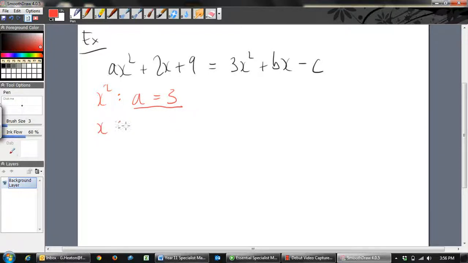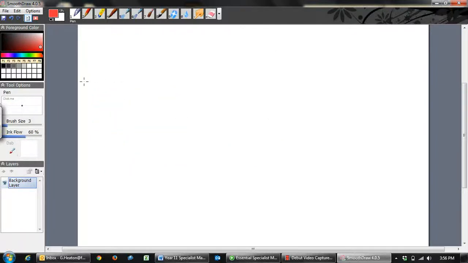Easy. Let's have a look at the x's. How many x's do we have on this side? We've got 2. And on this side we've got b, and so we have b is equal to 2. Then we've got x to the power 0, which is just our constant. What's our constant on this side? It's 9. And on this side it's negative c. So therefore c is equal to negative 9. We look at each of the powers and just equate the coefficients. It's called equating coefficients.